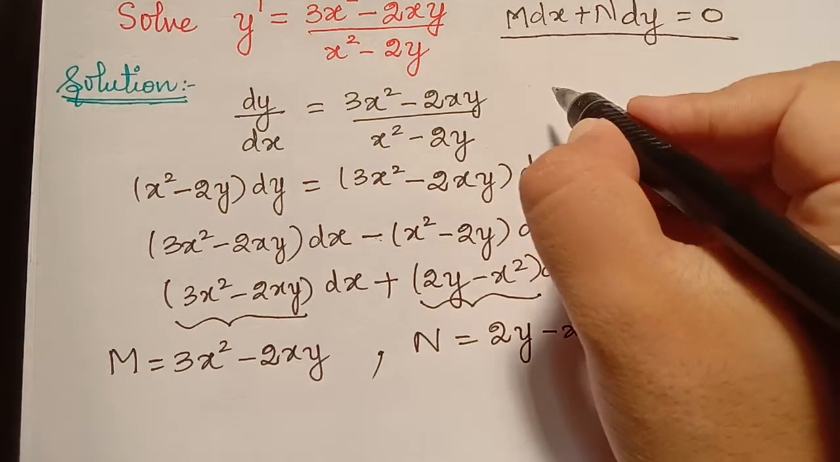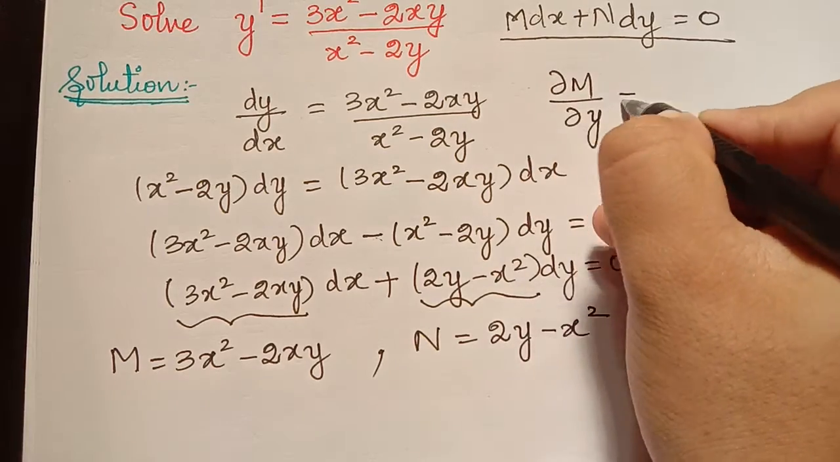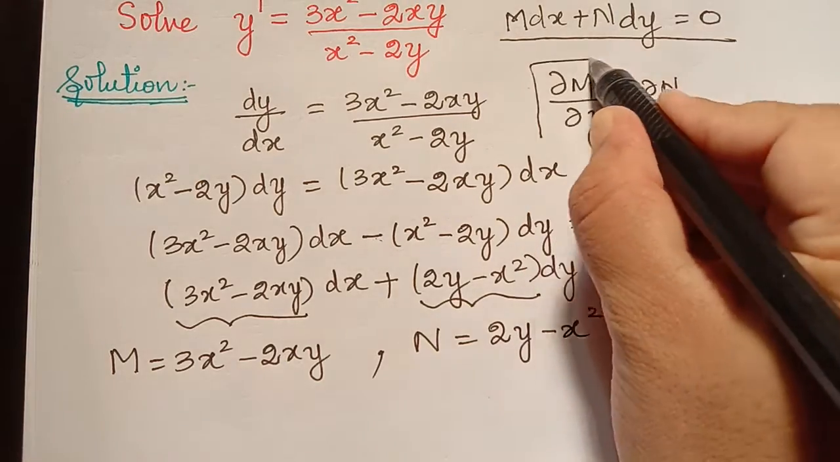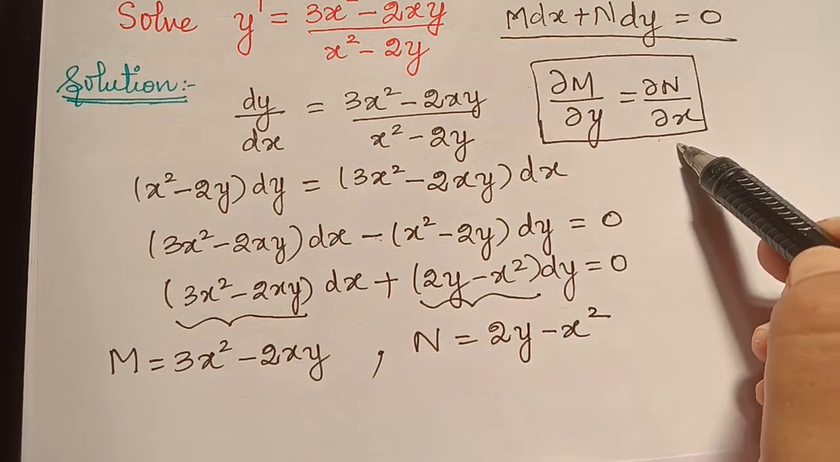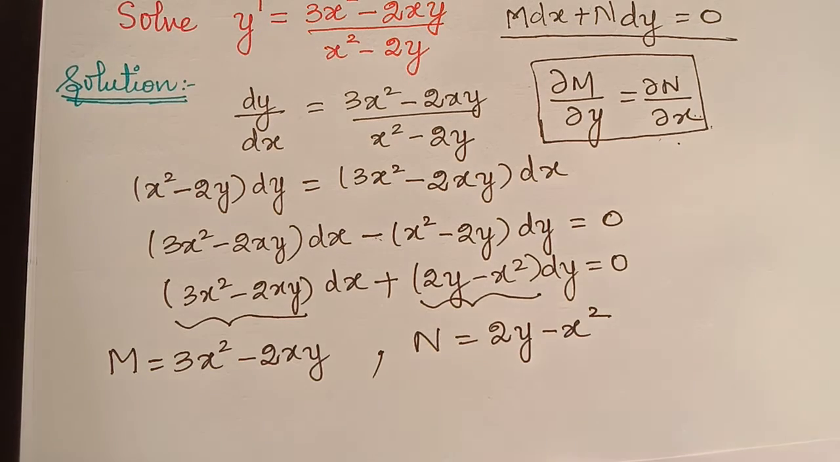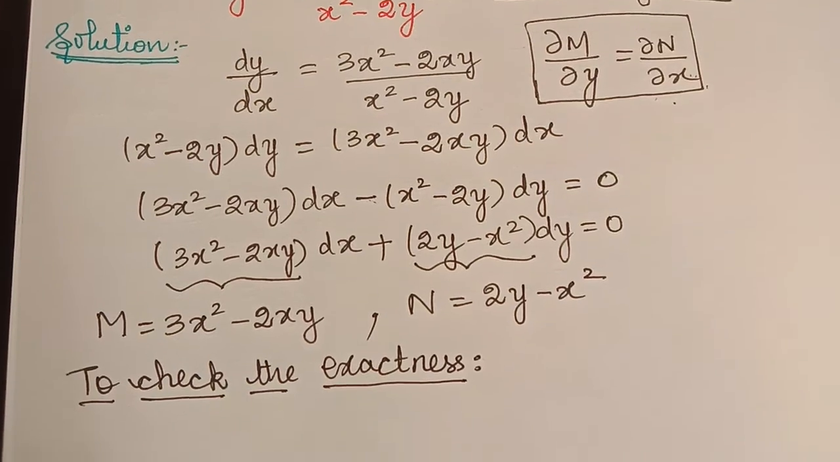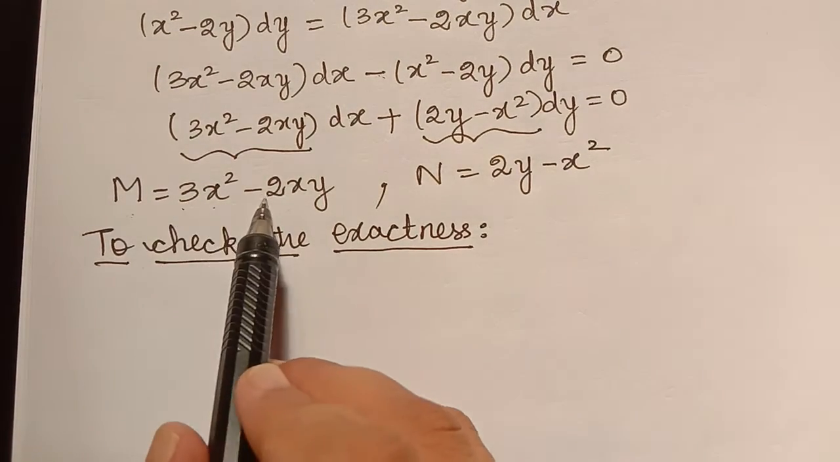So now we have to check whether the given equation is exact or not. If it is an exact equation, then dou M by dou y will be equal to dou N by dou x. If this condition is satisfied, we say that the given equation is an exact equation. So now let us check this condition. To check the exactness, now we will take M here. So M is 3x squared minus 2xy.